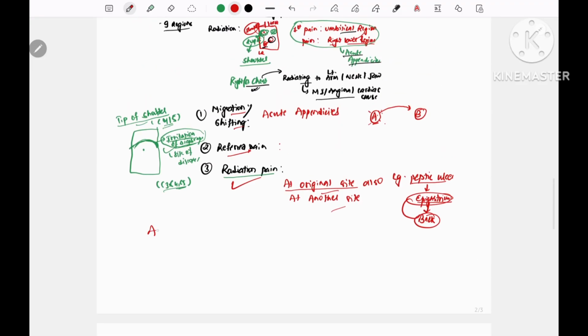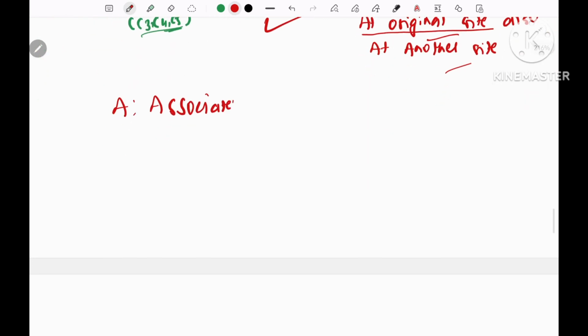Now talking about A, after SOCRATES radiation is also completed. A means associated symptoms. We are talking about examples of abdominal pain. So what are the associated symptoms of abdominal pain? The pain can be associated with nausea and vomiting. If the pain is associated with nausea and vomiting, it can be a type of colicky pain.